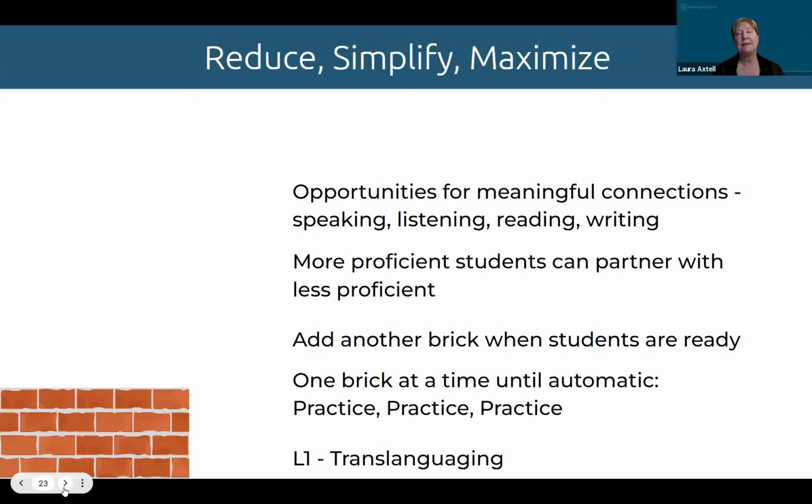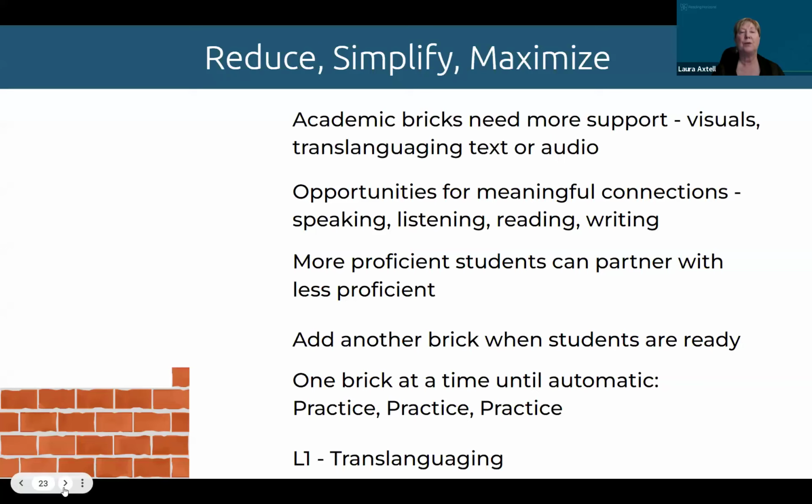So in your adult ed classes, I'm sure you see this in library settings, in correctional facilities, they start to form bonds because they're struggling with the same kinds of things. And because they generally won't speak unless they're given opportunities to do that, working in small groups can be really helpful, or one-on-one. Academic brick are always going to need more support. So when you get into that tier 2, tier 3 vocabulary that's academic in nature, they're going to need a lot more visuals, translanguaging, text and audio, etc.